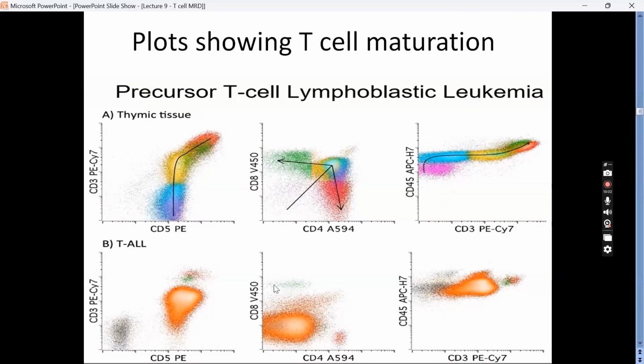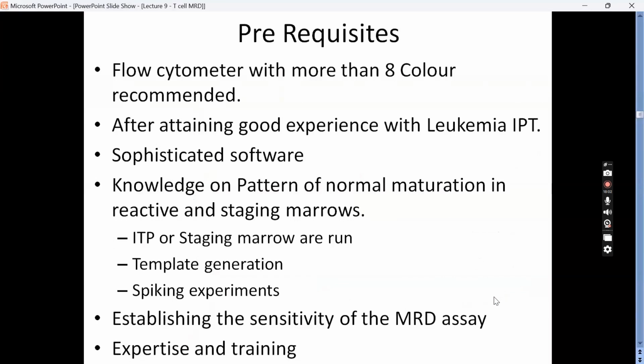And the methodologies are flow cytometry, PCR, and NGS. The beauty of flow is that currently for ALL, the method of choice for doing MRD is flow cytometry. For AML, of course, flow is helpful, but the other techniques are also needed, because flow is not 100% as in ALL for detecting MRD in AML.